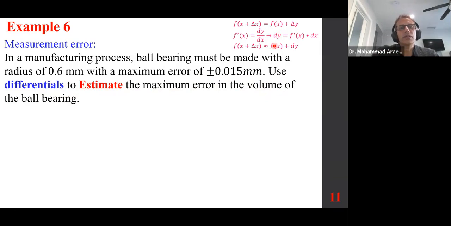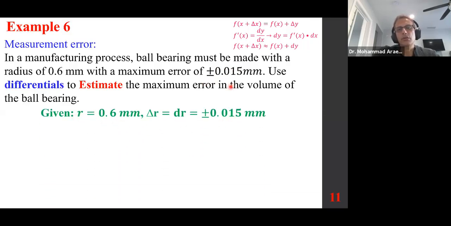So what is given is the radius, the original radius, and then what is given is dr or delta r. So original radius, delta r or dr. The volume formula, we should know this. Anyways, I've gone over that. This is a spherical shape, ball bearing. And we are interested in dv.